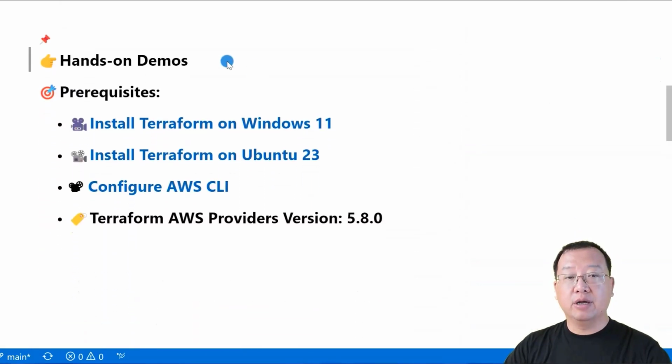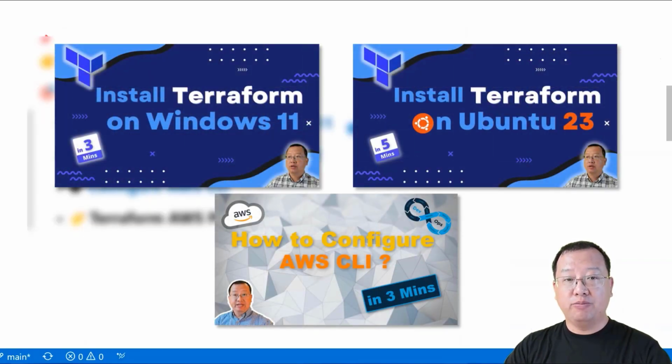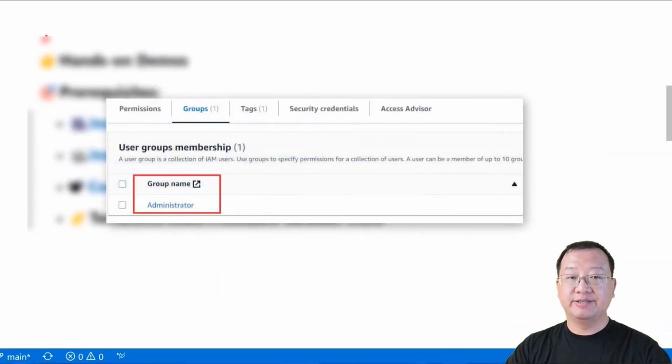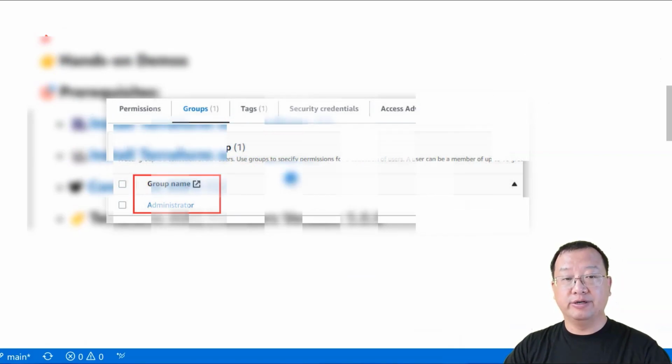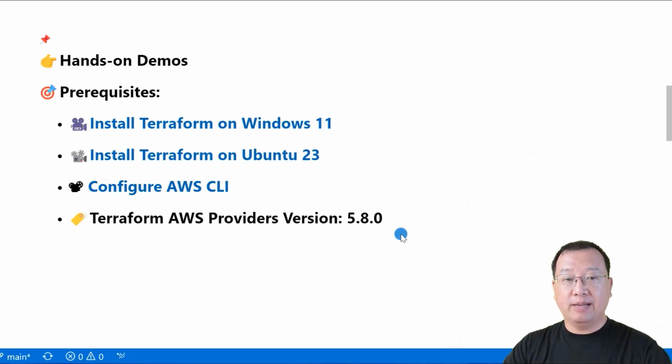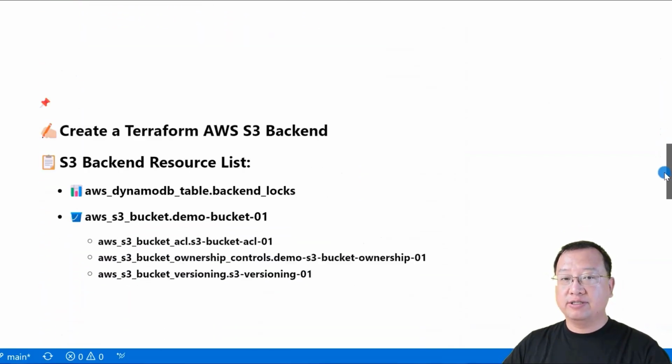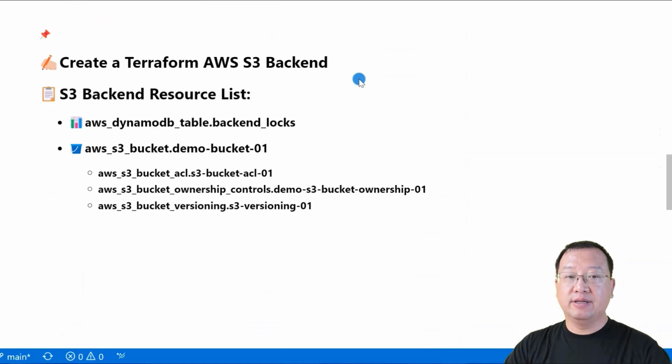Before we begin, make sure you have Terraform installed on your dev box. If not, check out my videos on Windows 11 and Linux installations. Next, properly configure the AWS command line interface with an admin user. Also, my Terraform AWS provider's version is 5.8.0. Now we dive into the first hands-on demo, creating a Terraform AWS S3 backend.